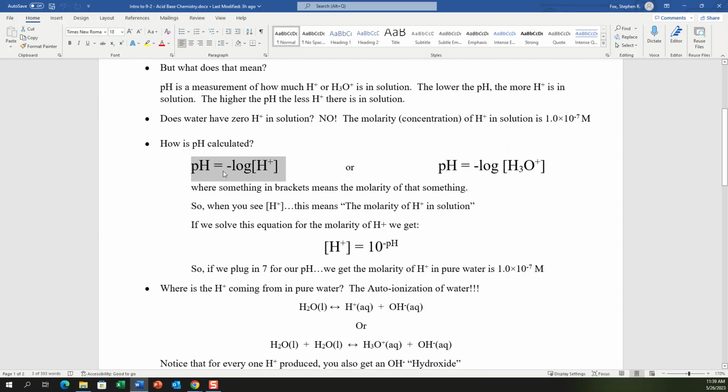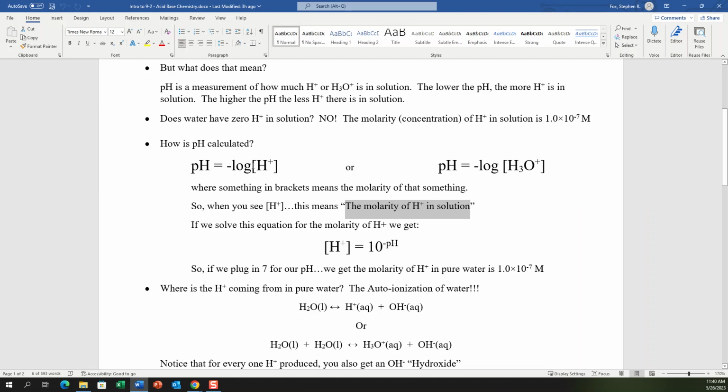So what this is saying is pH equals the negative logarithm, and it's log base 10 for those of you that know what that means. It's the negative logarithm of brackets H plus. Now remember, H plus and hydronium are synonymous, so another way to say the same thing is pH equals the negative log of hydronium ions. Now what does that bracket mean? The bracket means the molarity of that something. So when you see something in brackets in a chemistry equation, it means the molarity. It's the concentration, measured in moles per liter.